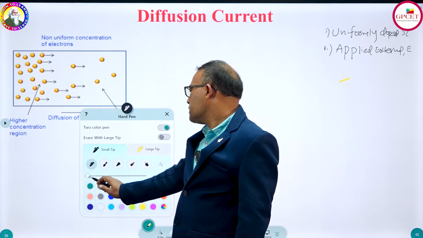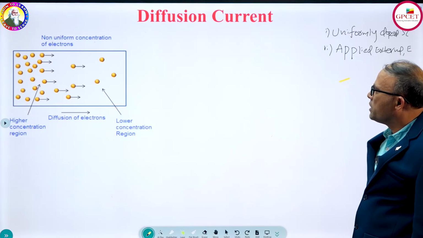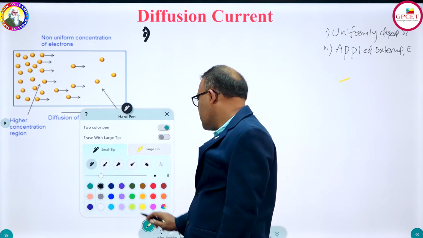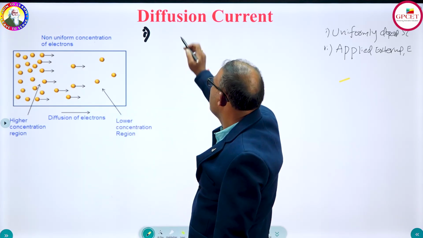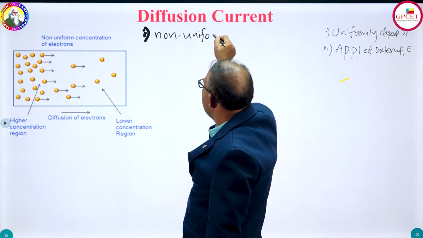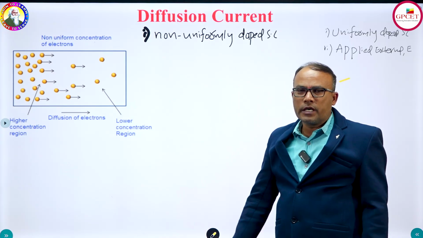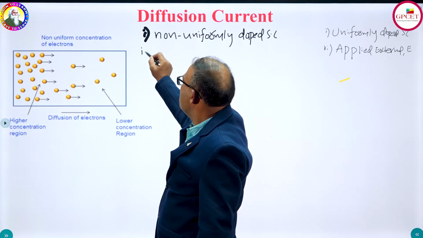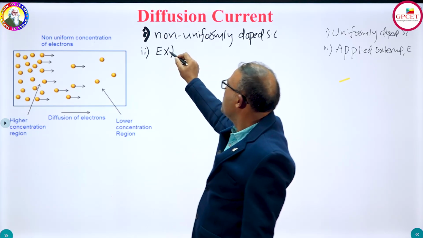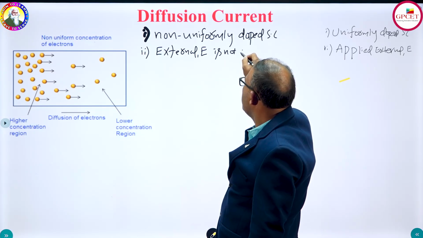diffusion current, let us take the exact opposite operation of drift current, which is nothing but diffusion current. So here we need to take into consideration two steps. The first one is a non-uniformly doped semiconductor is used. Non-uniformly doped semiconductor is taken, and the second point is we do not apply an external electric field. So therefore the external electric field E is not applied.